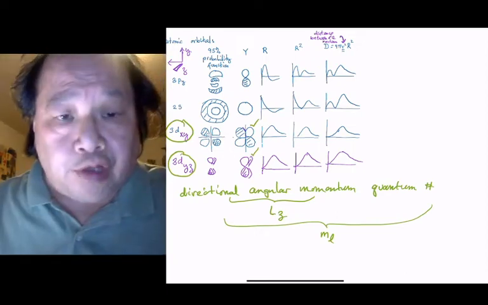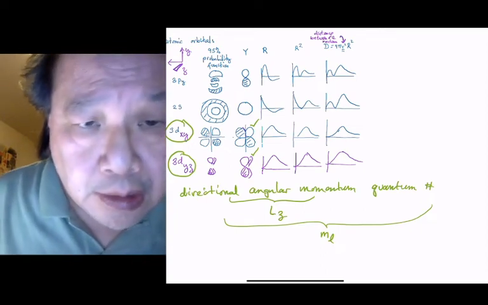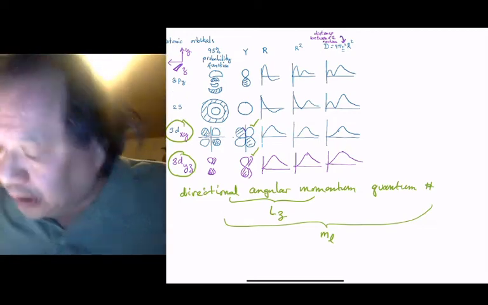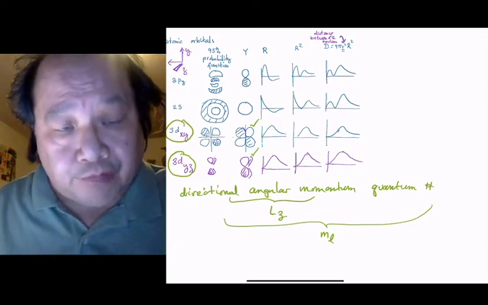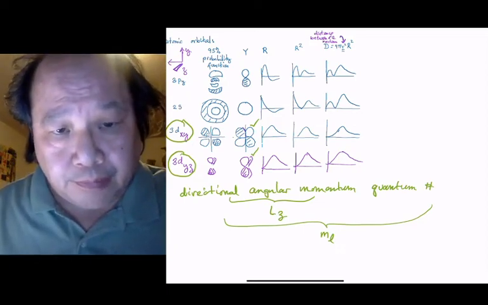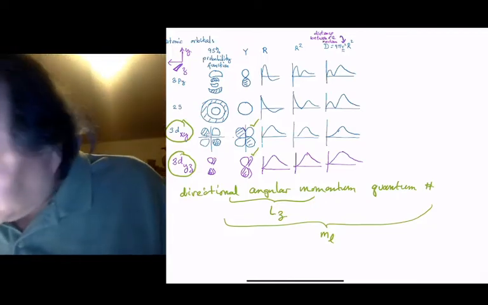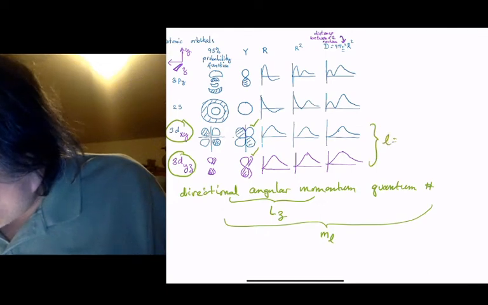In a clover leaf, it takes how many lambda to make a full circle? Put it in chat. And the answer is it takes 2. L equals 2 in both cases. These are both d orbitals.